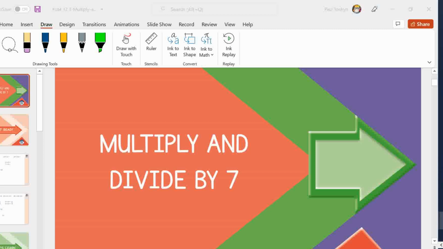Today we will be looking at multiplying and dividing by 7. So first of all, what's 1 times 7? 7. 2 times 7? 3 times 7? Good. 21. 4 times 7?